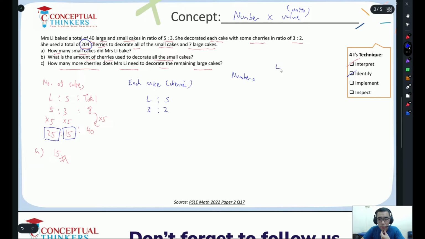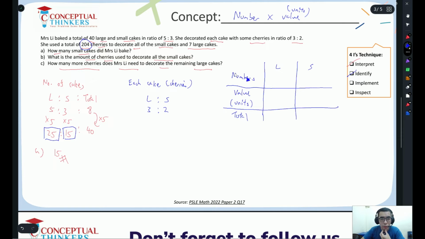So numbers in terms of large against small. So we have our value here. Now our value here will be in terms of units. Then in the end we have our total here. So let's do some calculation here.